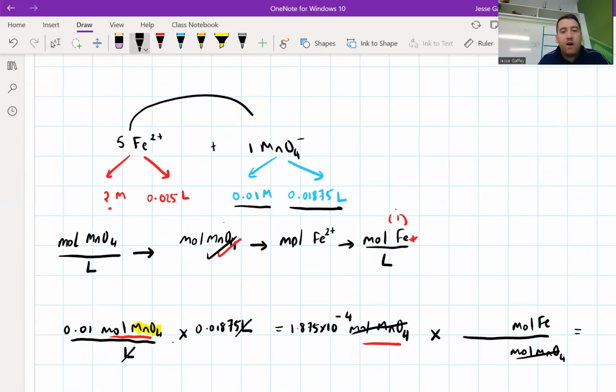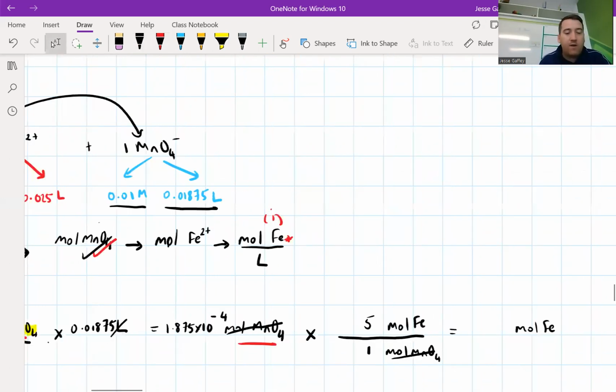Well, here I can see 5 Fe's for 1 mole of manganese. So 1 mole of manganese on the bottom and 5 moles on the top. Times that by 5, I'm getting 9.375 by 10 to the minus 4. All right, and that's moles of Fe. So now I am as far as here.